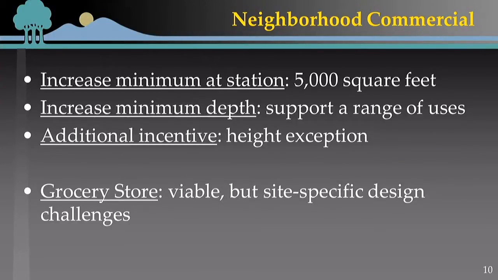Council directed staff to add a critical mass of commercial near the Middlefield Station. So staff increased the minimum to 5,000 square feet. In addition, in order to help support a grocery store and other broad range of uses, staff is recommending an increase to the minimum depth for all neighborhood commercial. And also the height exception adds an additional incentive for additional neighborhood commercial near the station. Our economic analysis analyzed the potential for a grocery store. There will be enough demand for a new grocery store in the area. However, there will be challenges in terms of integrating it with potential project designs, and that's something that we're going to have to work out on a project-by-project basis.